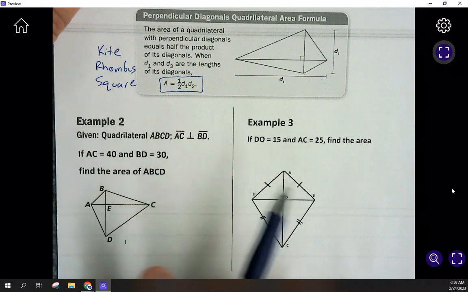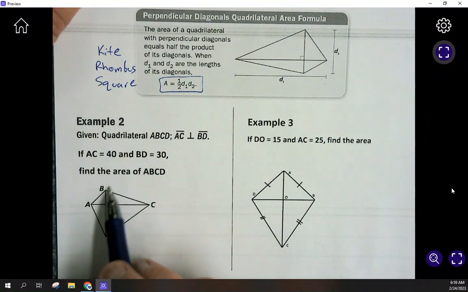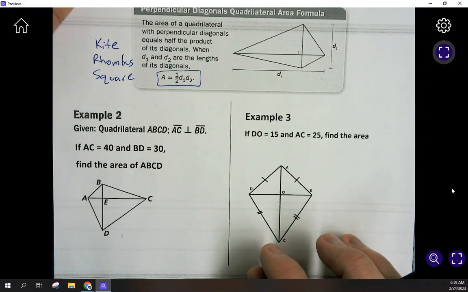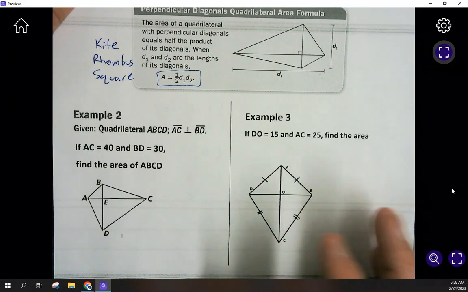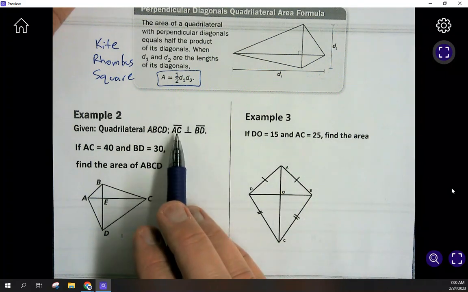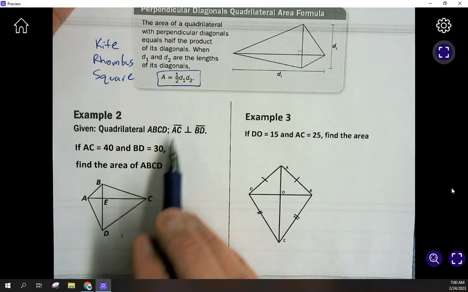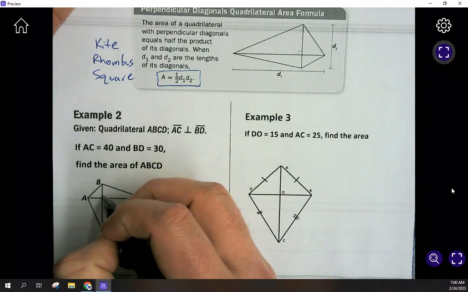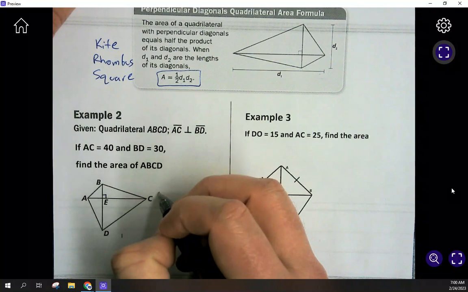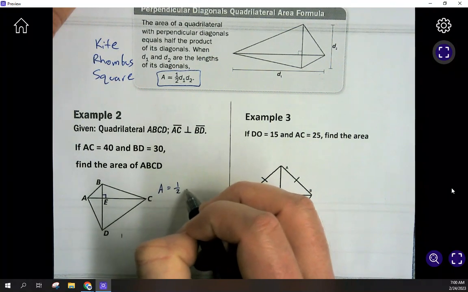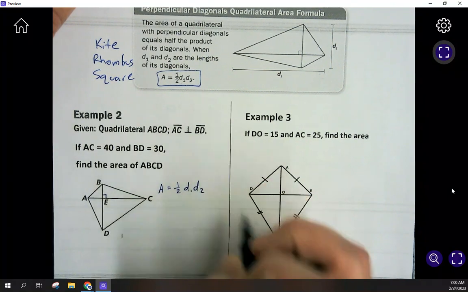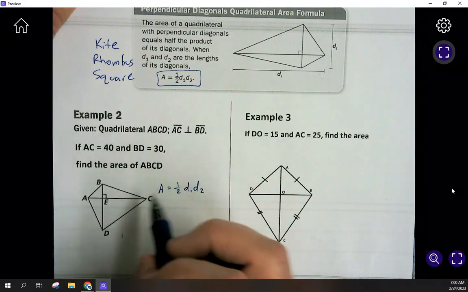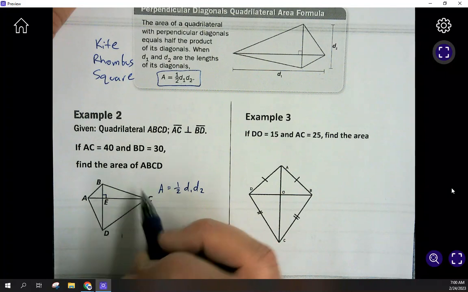All right, so for example number 2, they just tell you this is a 4-sided shape. You can clearly see this is not a specific one like a kite or a rhombus, but they do tell you this information. AC is perpendicular to BD. Perpendicular means hits at 90 degrees. Once I see that, I know I can use this formula. Notice I'm not adding diagonals, I am multiplying. They're just next to each other here. They tell you that AC, which is a diagonal, is 40.